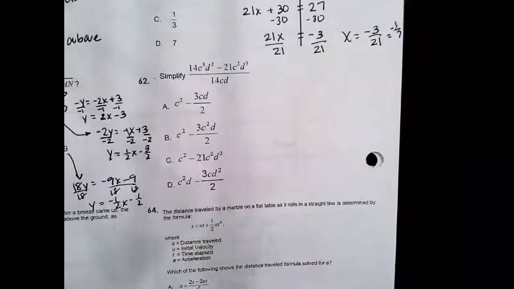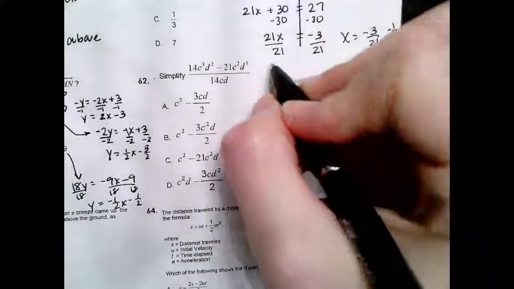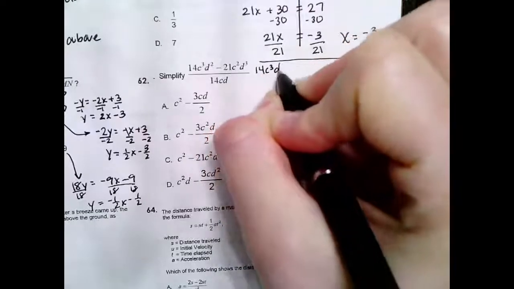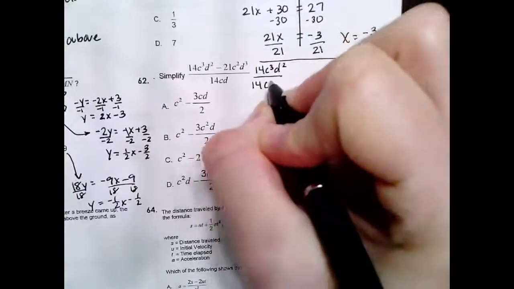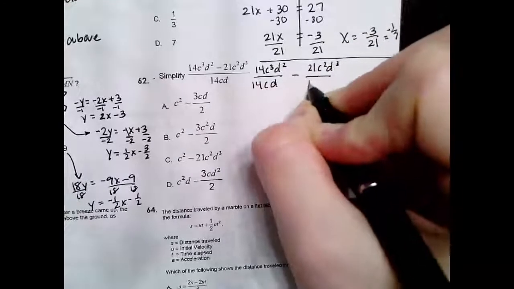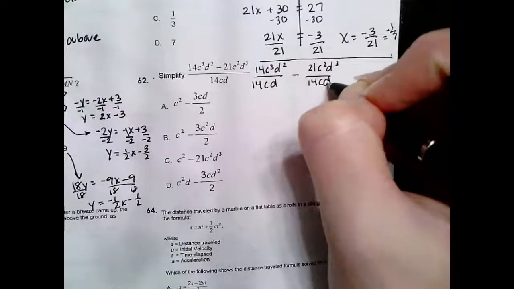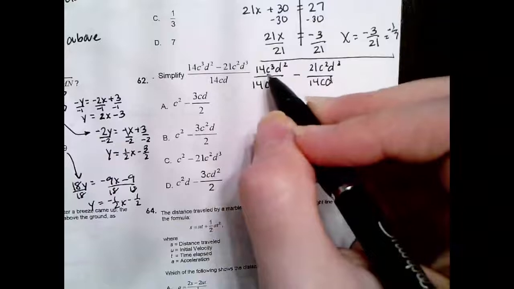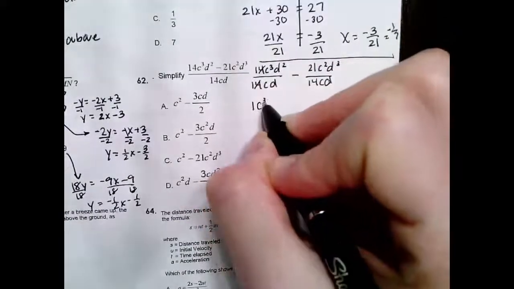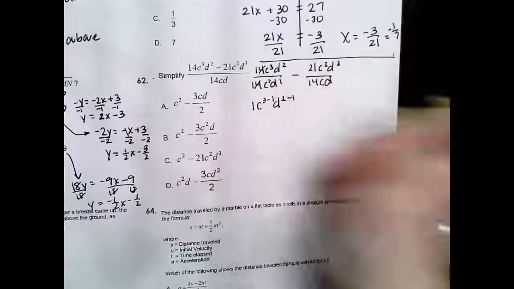62. Okay, simplify. So I'm going to separate these just because I think it'll be a little easier to see. We have 14c to the third d squared over 14cd minus 21c squared d to the third over 14cd. Remember, variables that are the same are going to subtract, and the numbers are going to divide. 14 divided by 14 is 1. C to the third minus, there's a 1 down here, so minus 1. D to the second minus a 1.